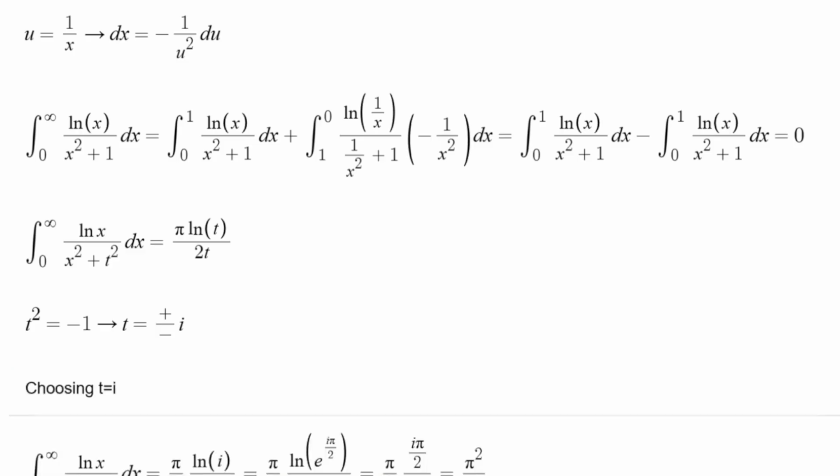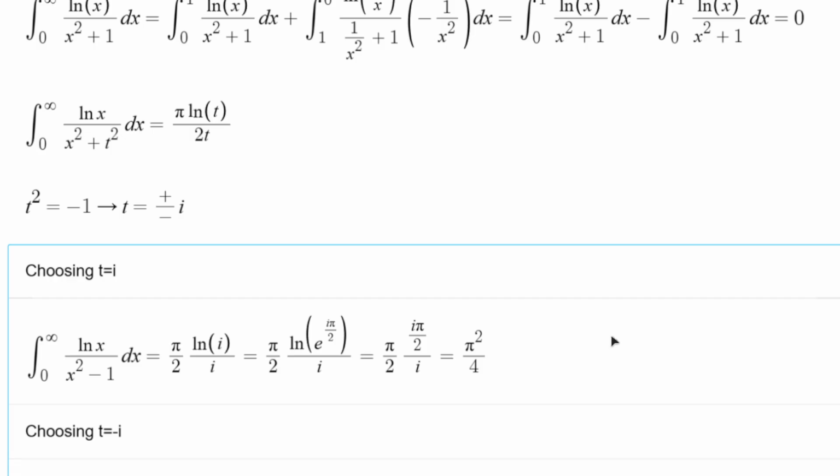So if we choose t is equal to i, the evaluation looks like this. Of course, plugging in t is equal to i, t squared is going to give you -1. So we'll end up with this integral being equal to pi over 2 times the natural log of i over i. i is, of course, well, the principal value of i, which we are going to be using, is e to the i pi over 2. Using the properties of logarithms, that just becomes i pi over 2, and that all simplifies to pi squared over 4. So we've shown that this integral is equal to pi squared over 4.